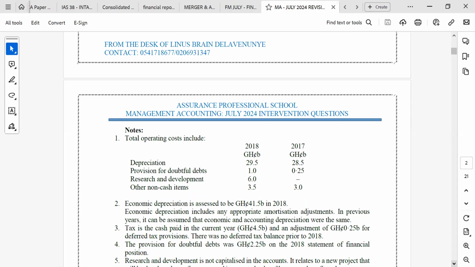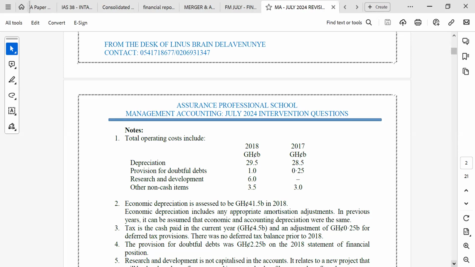okay, so the total operating costs include provision for doubtful debts. This is not the total provision given to you. It is a provision for each year, because total operating costs include provision for doubtful debt of 1.0. So it means that the 1.0 is the increase in the provision. That is why they are charging provision for doubtful debt. We charge the increase to the statement of profit or loss. How much has the provision increased by?